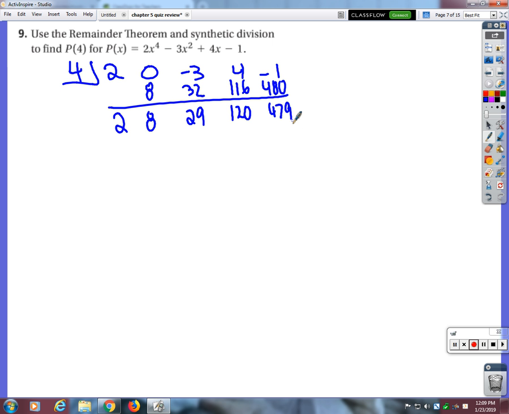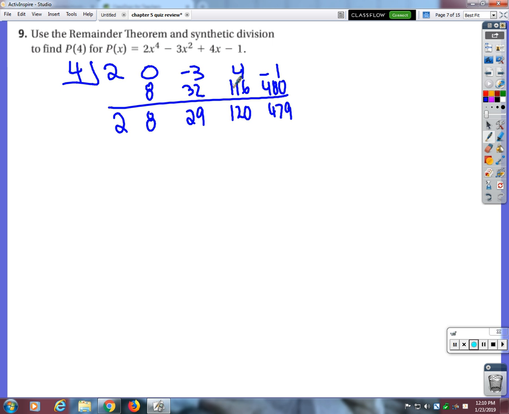Okay, Amy. Once we write it out this way, do you understand? We start by, like Eli said, dropping whatever this first number is that comes down. Then I just repeat through multiplying and adding, multiplying and adding, multiplying and adding. Okay?